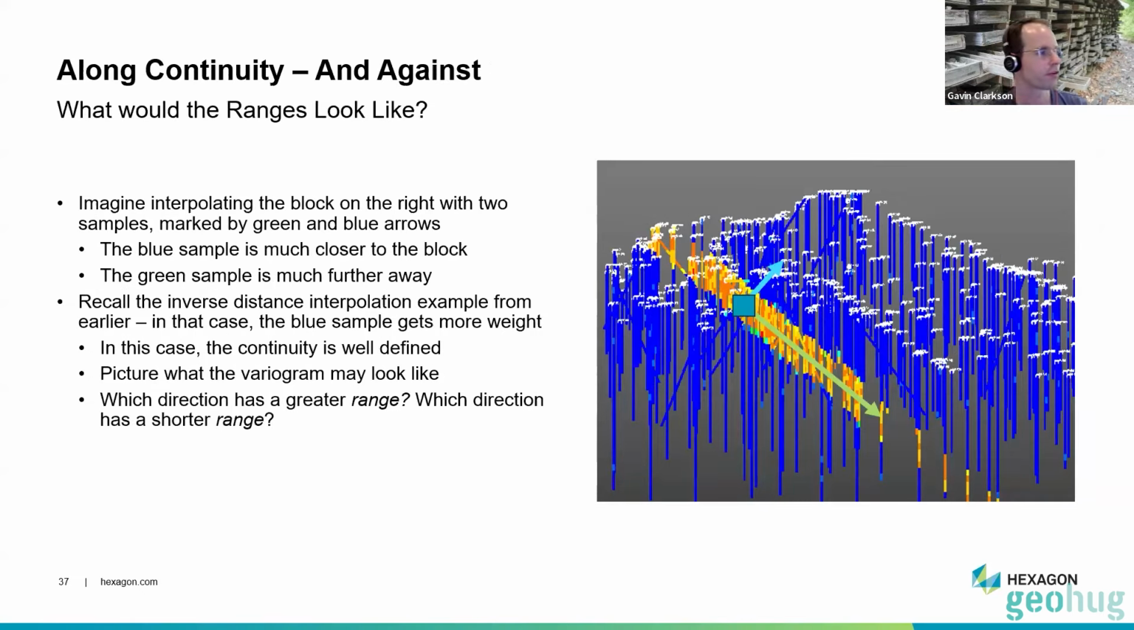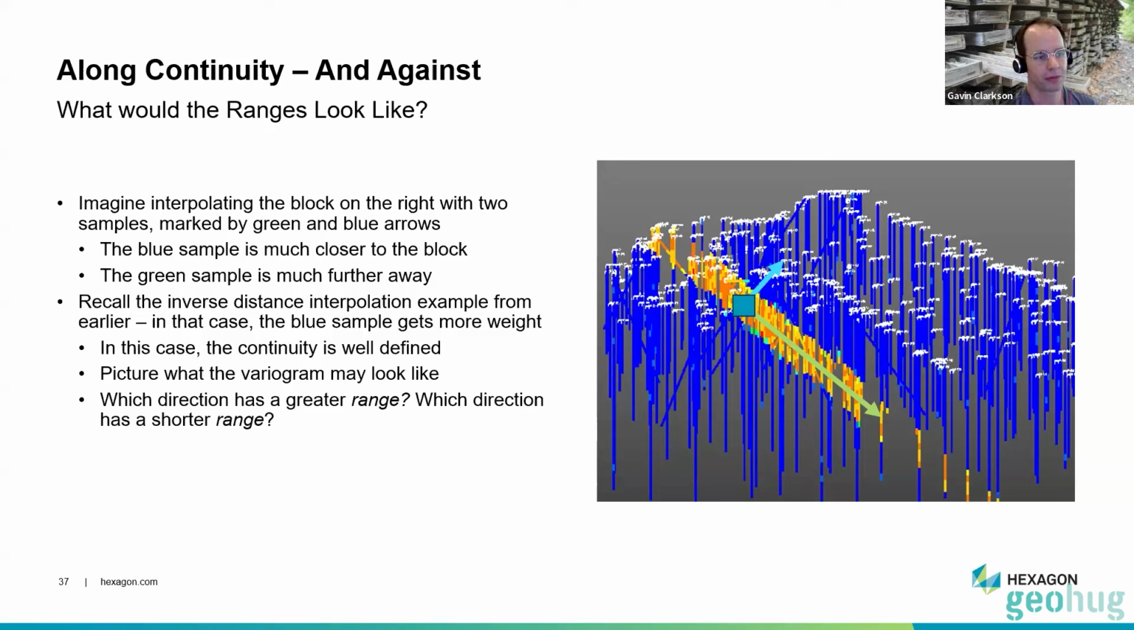So let's use this image as an example. Imagine what the ranges are going to look like for a block that you're interpolating using a sample at the end of the blue arrow and a sample at the end of the green arrow. The blue arrow is much closer to the block. So if we were just doing this as an inverse distance, it's going to get the majority of the weight, 80 or 90% of it. And the green sample is much further away. If this was strictly inverse distance, it wouldn't care where the samples are sitting. It would just see how far away they are from the block and then do the weighting that way.